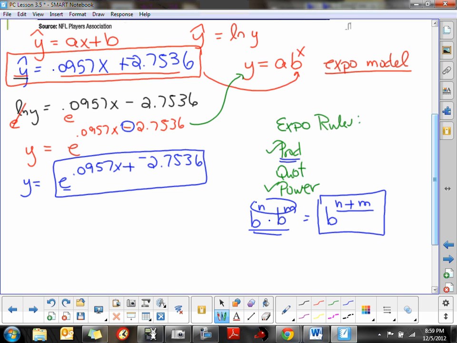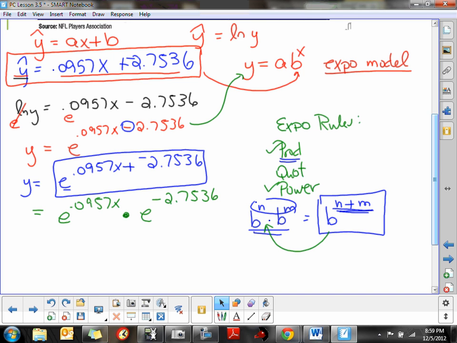This base e is being raised to an exponent, which is being added together, which means we can rewrite it into this form here. So applying that rule, the product rule, I can write this as e to the 0.0957x times, that's really important, it's multiplication, e to the negative 2.7536. Right now, I have to get you to recognize that this is nothing more than a constant, and this constant that we're going to get is going to represent our value of a.